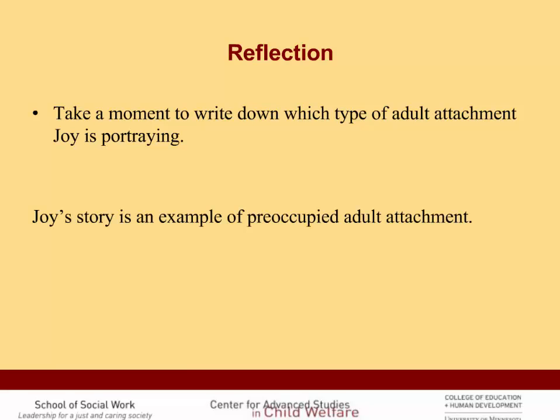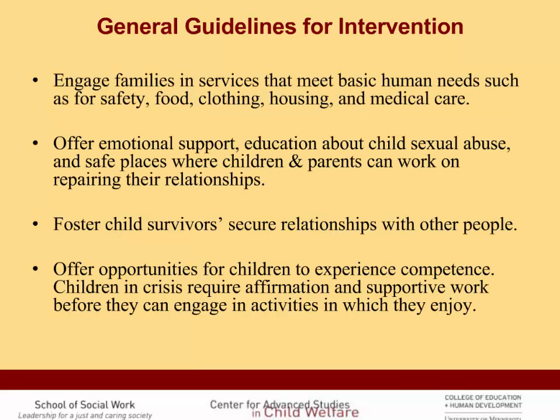Joy's story is an example of preoccupied adult attachment. Next, I will outline some general guidelines for intervention. Guidelines include the 4 common factors in service provision to promote resilience in children and families.